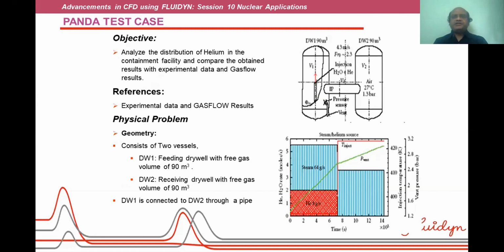The idea behind is that in many plants there are different containments which are connected through passages or other pipings. So in case something happens in one of the areas, how these materials will be transported to the other place, and how much of it will be transported. And these connections and vessels should be designed such that the chances of domino effects are minimized.